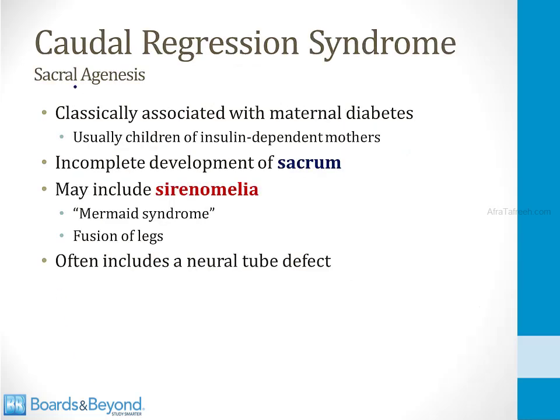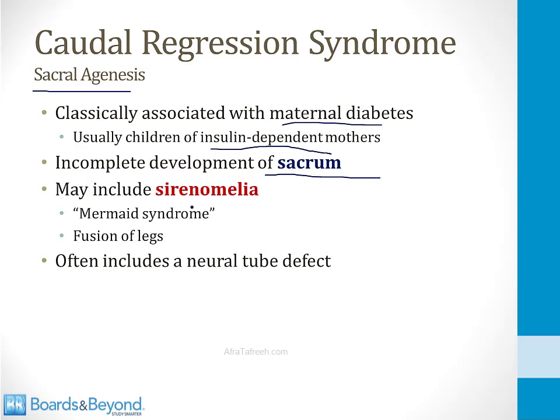There is a congenital anomaly called the caudal regression syndrome. It's also called sacral agenesis. This is a rare congenital abnormality but it's much more common among children born to maternal diabetics. It's classically associated with maternal diabetes. Usually it occurs in children of insulin-dependent mothers. In this syndrome, there is incomplete development of the sacrum.